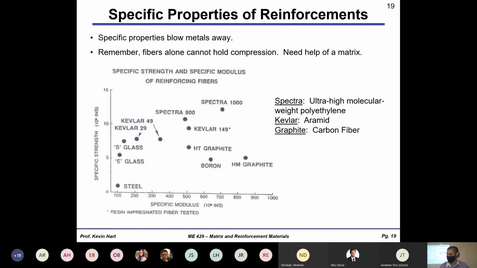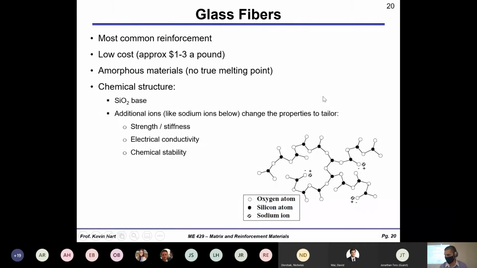Now, reinforcements are nice, but remember the drawback of reinforcements alone is that they cannot hold compression, right? If you take a single glass fiber and you pull on it, yeah, it's great. But if you compress a single glass fiber, it's just going to immediately buckle and you get nothing out of it. So you need help of the matrix to bond all these things together.